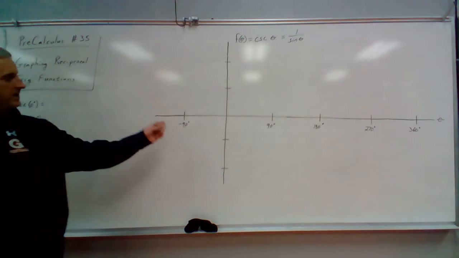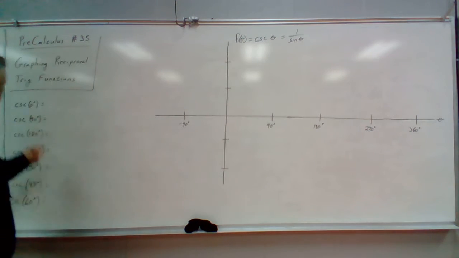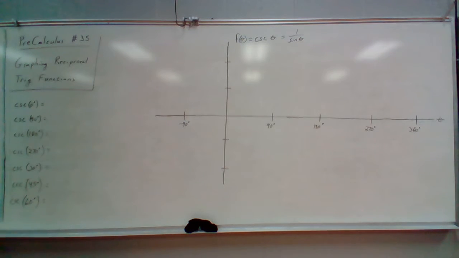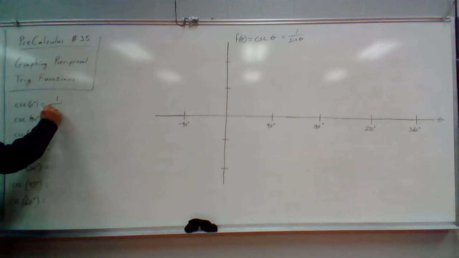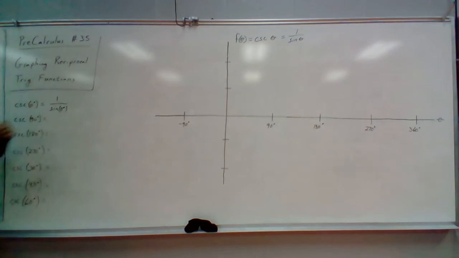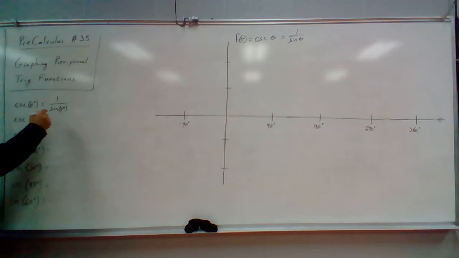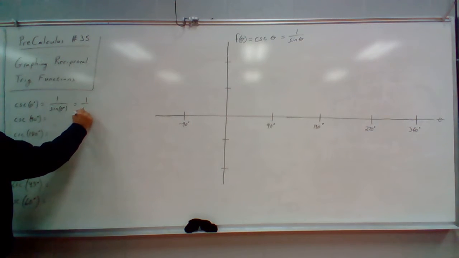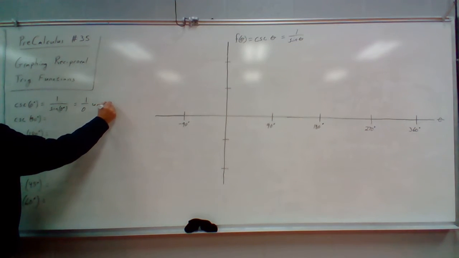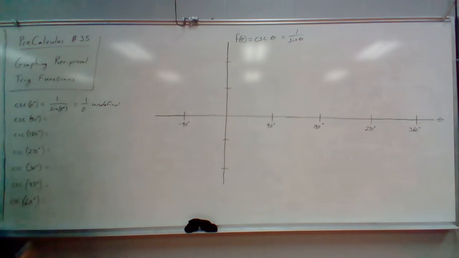All right, so let's plug in 0 degrees. So let's figure out the cosecant of 0. So on the unit circle, this would be 1 over sine of 0 degrees. Remember, the sine of 0 is 0. So that's 1 over 0, which is undefined. So we'll not plot a point there.